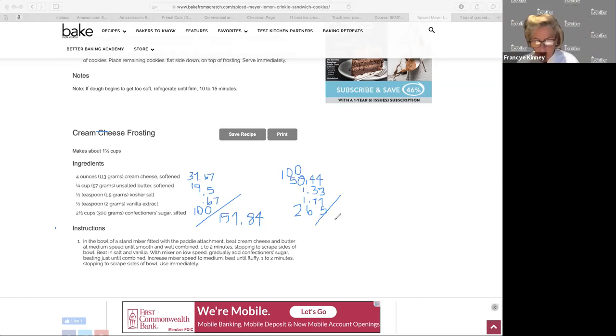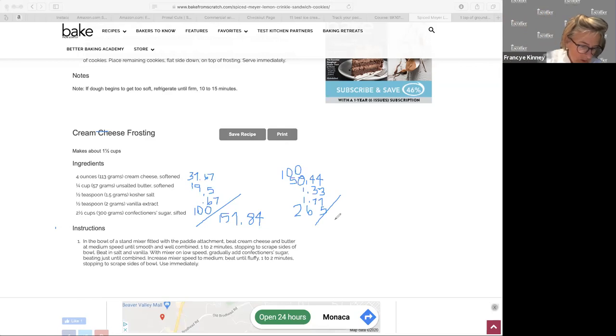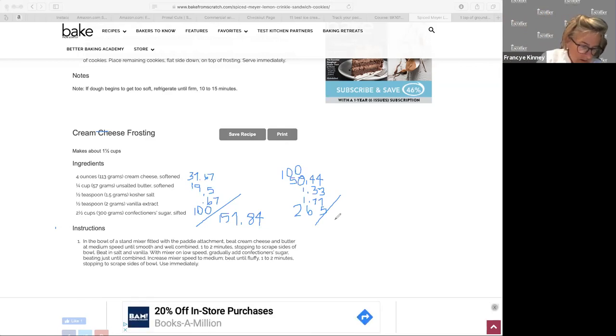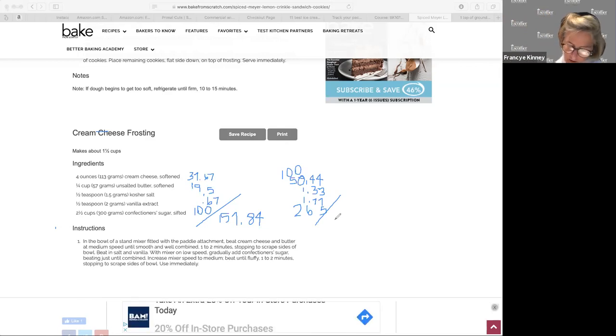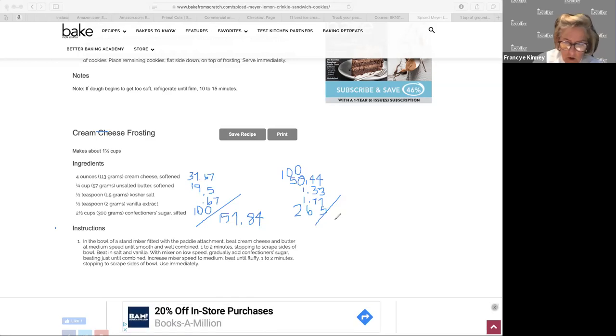How's that? And if it's okay, I'm going to start writing it on here because this is a little bit kooky. So we're going to do 100 plus 50.44 plus 1.33 plus 1.77 plus 265. All right, so we get 418. Okay, so I'll put it on here. 418.54.